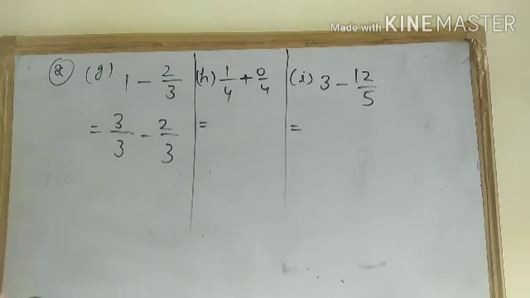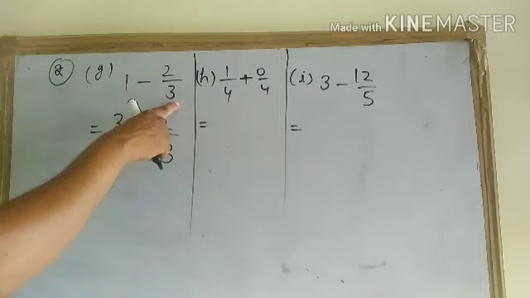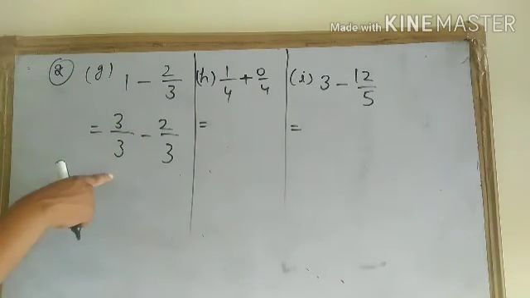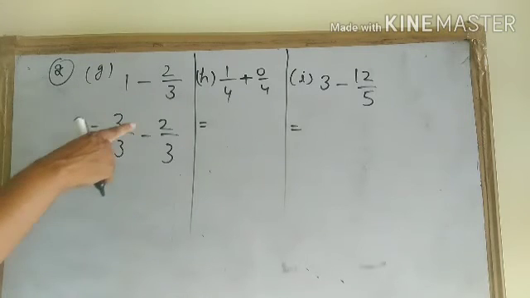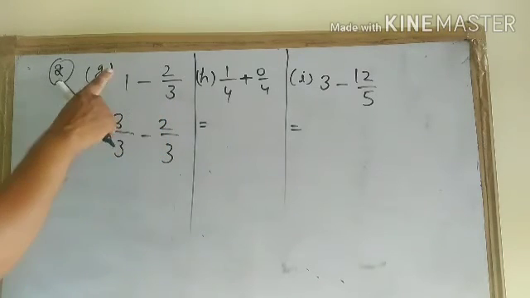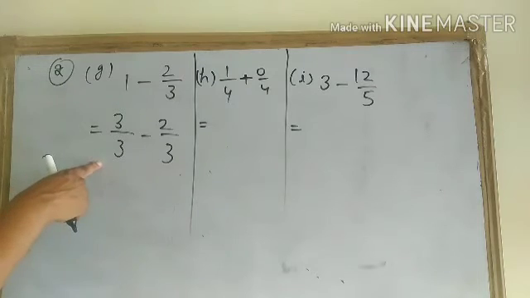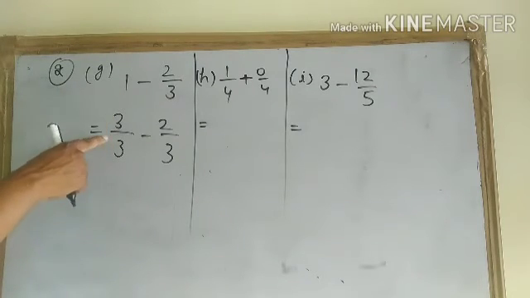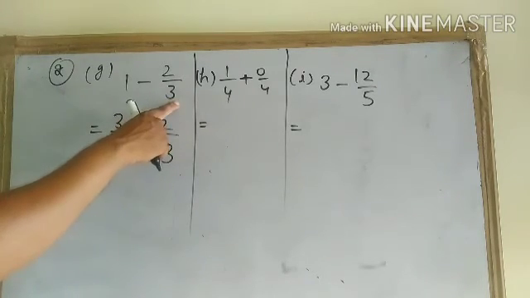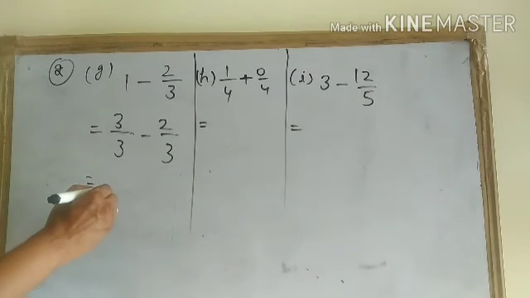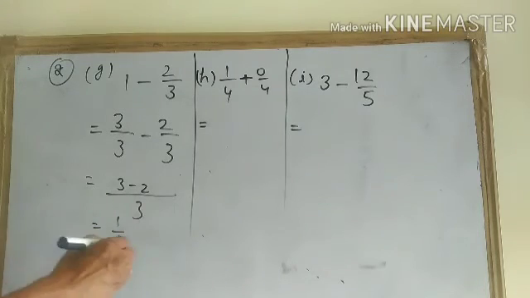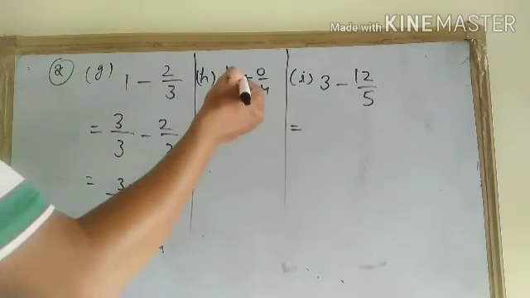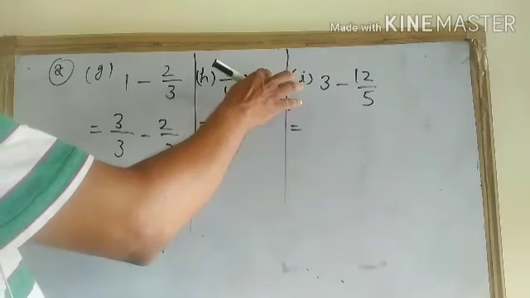Now the question arises: why am I writing 3 by 3 at the place of 1? Because here you can see the denominator is 3, so you will write 3 by 3. If you see denominator 4, then at the place of 1 you will write 4 by 4. And if you see denominator 10, then at the place of 1 you will write 10 by 10. So understand why I am writing 3 by 3 at the place of 1: because the denominator is 3. Okay, so solve it. We will write 3 one time, then we will write 3 minus 2, and you will get the answer 1 by 3.